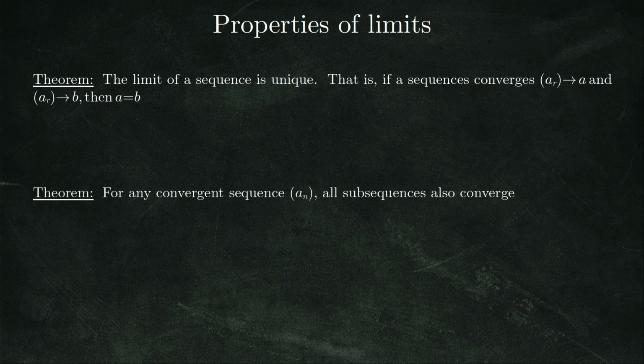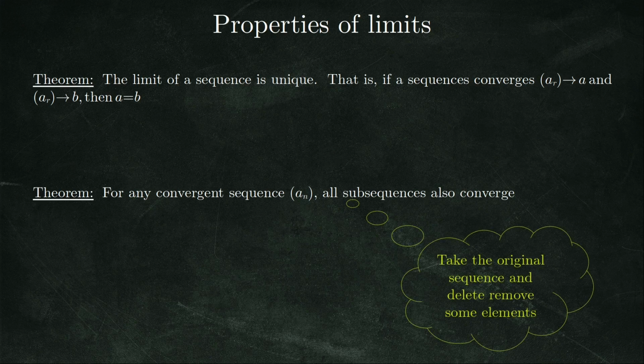Then our second theorem: for any convergent sequence, all subsequences also converge. A subsequence is where we just take the original sequence and remove some elements. So a subsequence is also a sequence where all of the elements come from the original sequence in the same order. All we've done is remove some elements. Because all we've done is remove some elements, the new sequence will also converge.